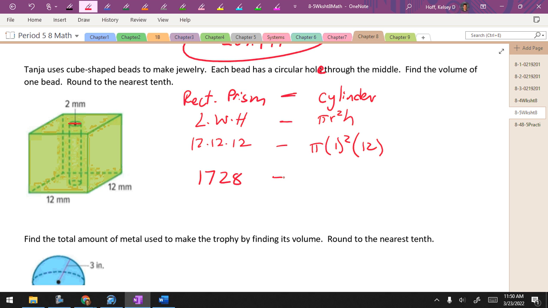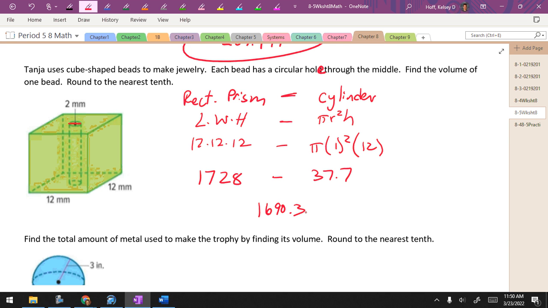What'd you get? 37.7. So if I take 1728 minus 37.7, I get 0.3. Anybody else? 1,690.3.